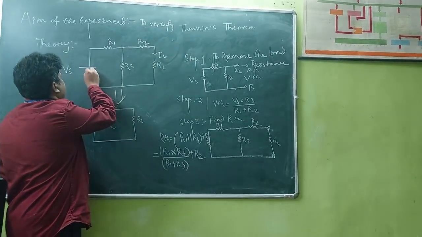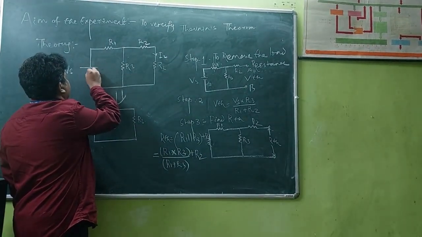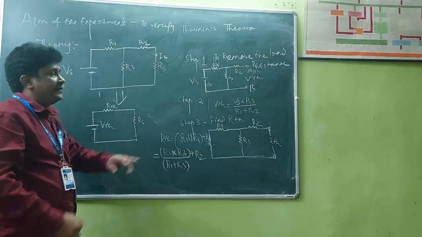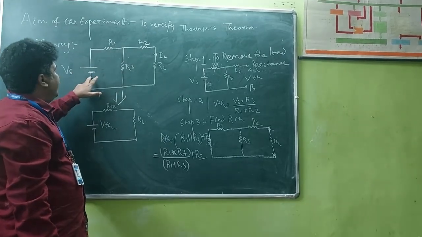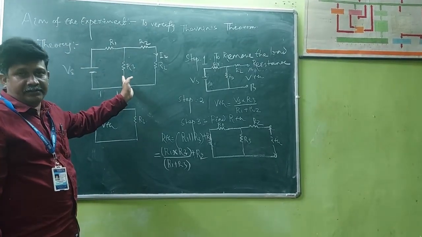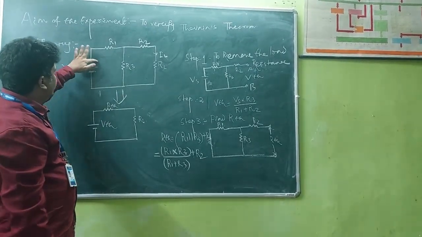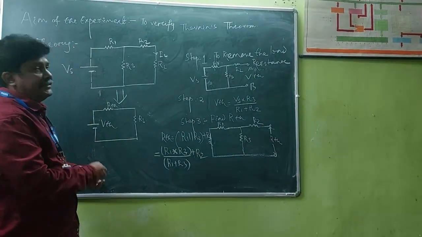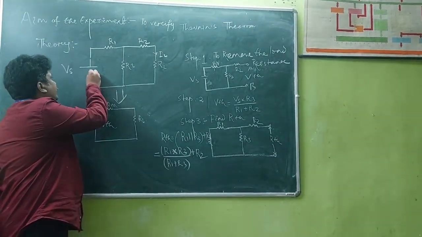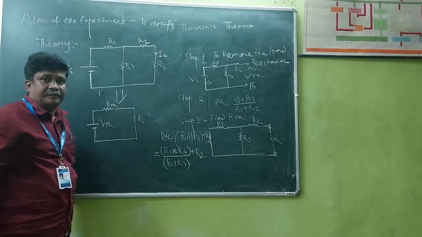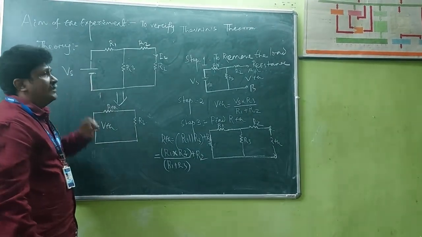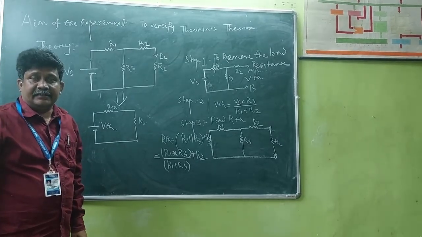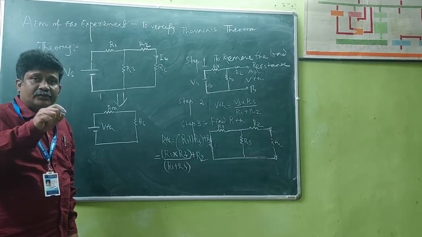First look, this is a DC bilateral circuit. I have given these resistances and a voltage source is also there. Look, this is a DC voltage source. What is that DC voltage source? That is the source voltage.